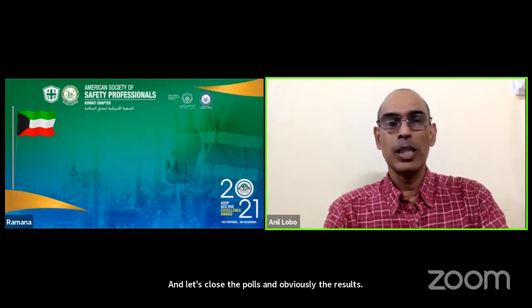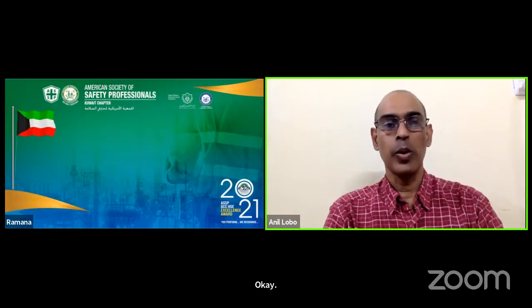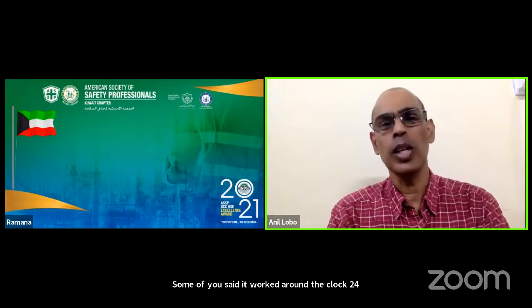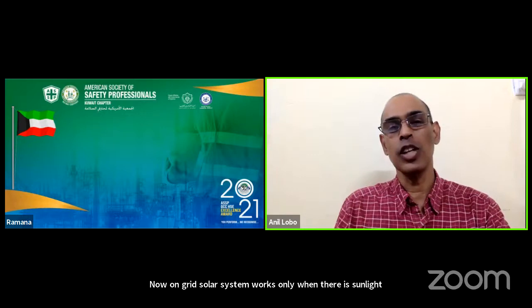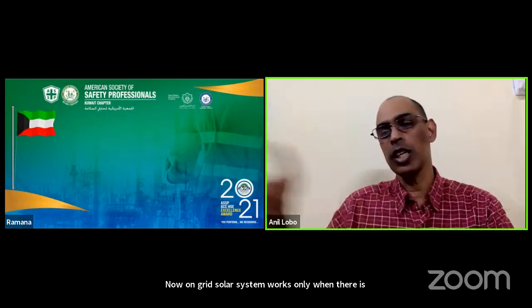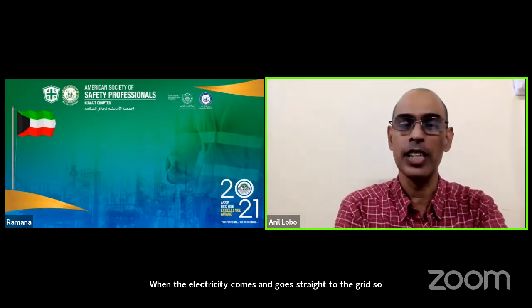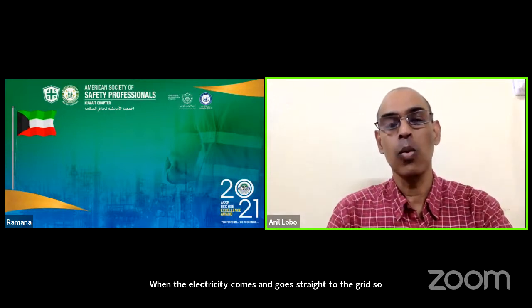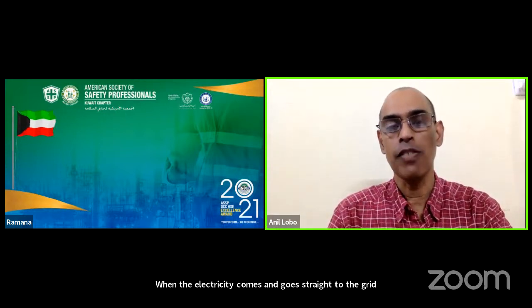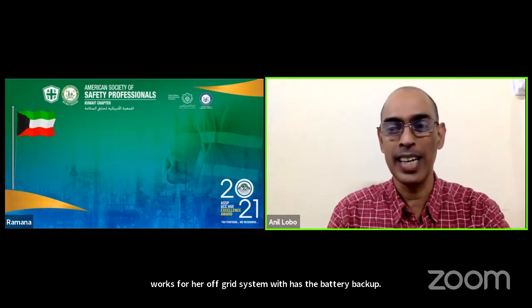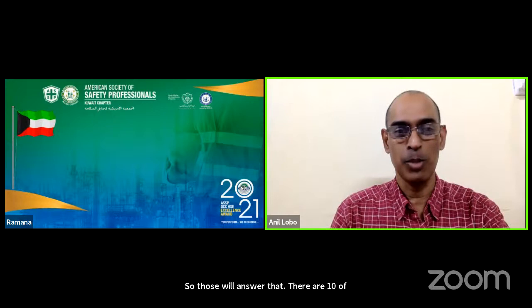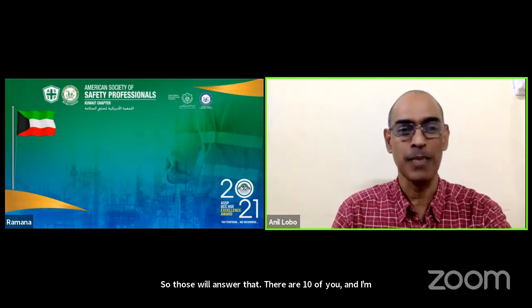Okay, some of you said it works round the clock 24/7. Now, an on-grid solar system works only when there is sunlight because it is connected to the grid. When the electricity comes, it goes straight to the grid. So sadly, it doesn't work round the clock. Round the clock works for an off-grid system which has battery backup. So those who answered that, there are 10 of you. I'm sorry to say that that's not the right answer.